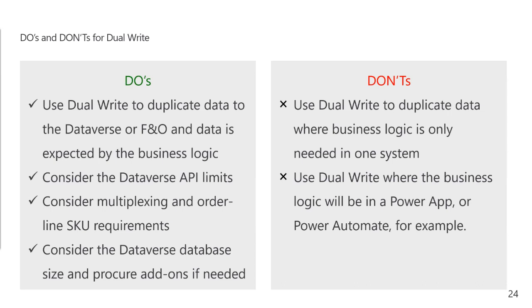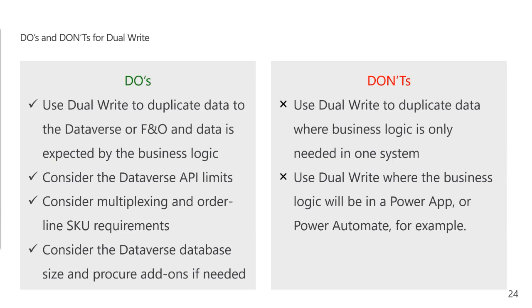You also want to consider multiplexing and the order line SKU. If you're creating orders over there and they're not licensed, and you're dual writing from the model-driven app in the Dataverse over to finance and operations, and you're creating sales orders, for example, or purchase orders or whatever it might be, that is considered multiplexing, and you might need to purchase order line SKUs if those users are not also licensed to create sales orders or purchase orders or any of those transactions directly in finance and operations.